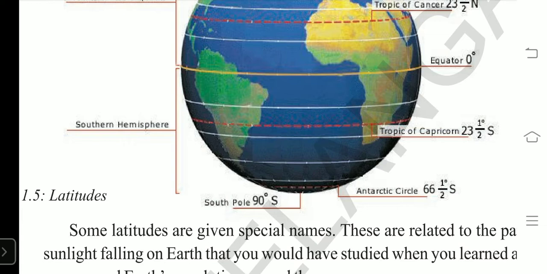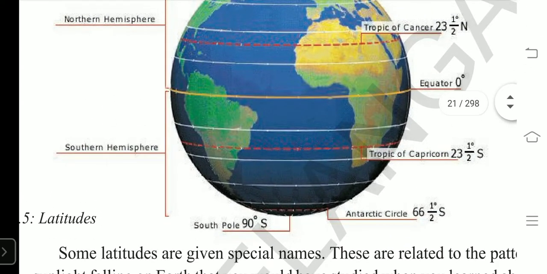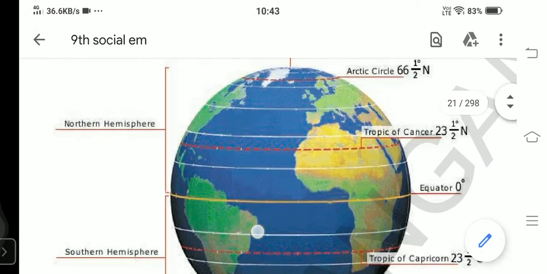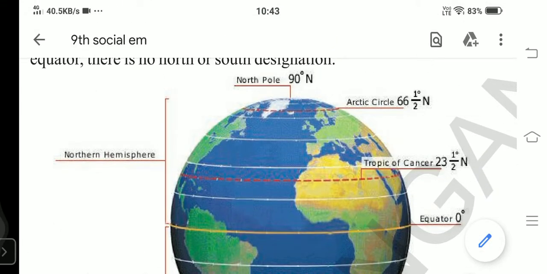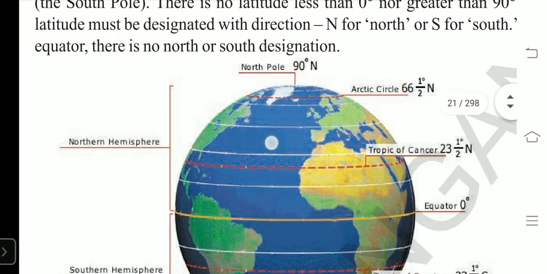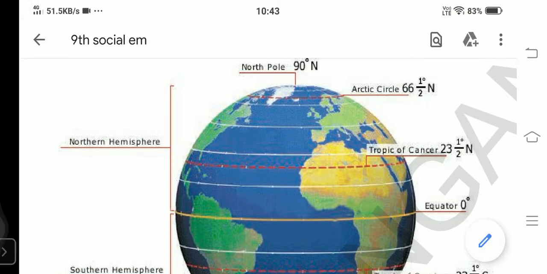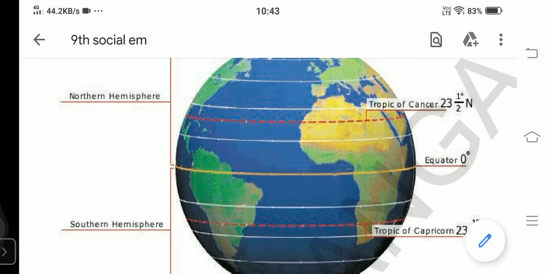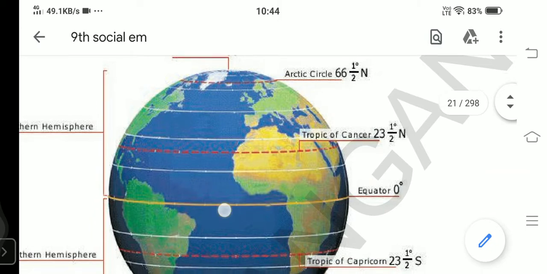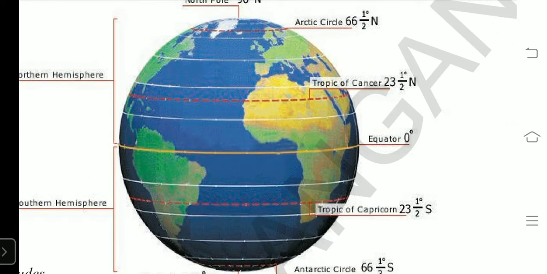This is the southern hemisphere, so the latitudes here will carry the direction south, and to the top of the equator, that is the northern hemisphere, the latitudes will carry the symbol north. So the northern hemisphere and the southern hemisphere, these two are formed by an imaginary line drawn from the middle of the earth, right?